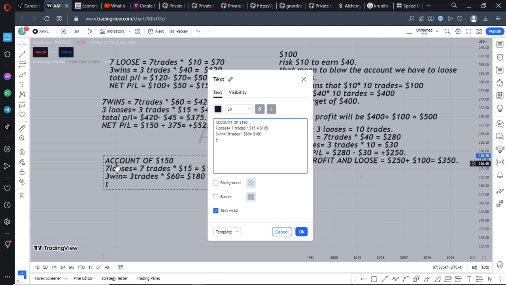All right, so our total profit and loss should be equal to $180 minus $105, and we are having $75, right? So that means our net profit is $75. Remember we have an account of $150, so we have $150 plus the $75 that got into our account from our trades. So that should give us $225 right there.